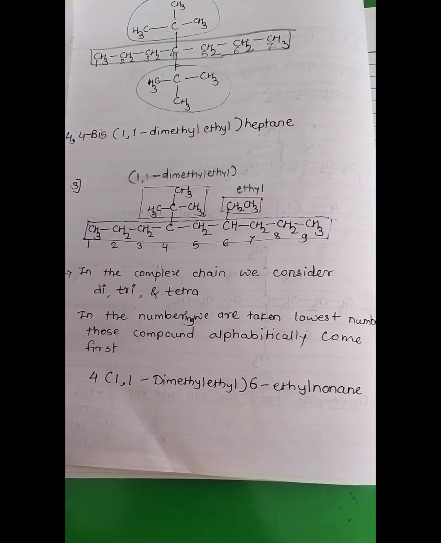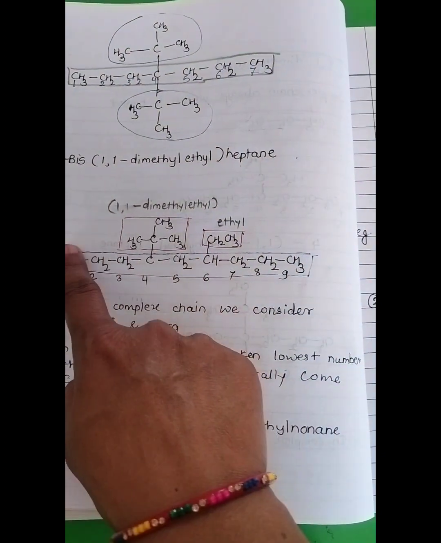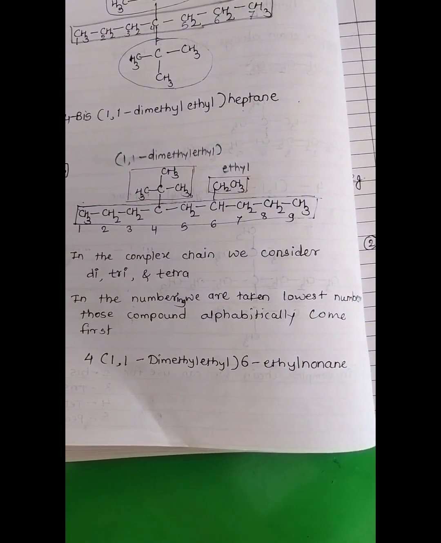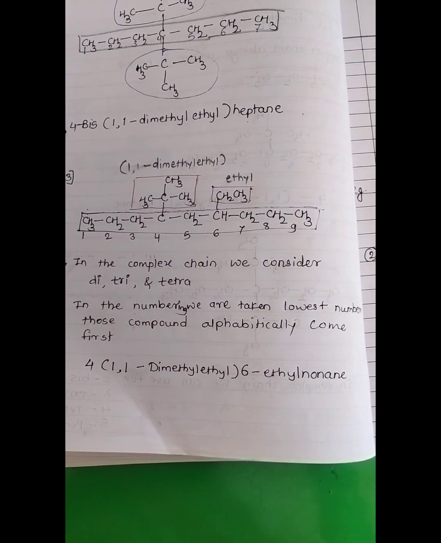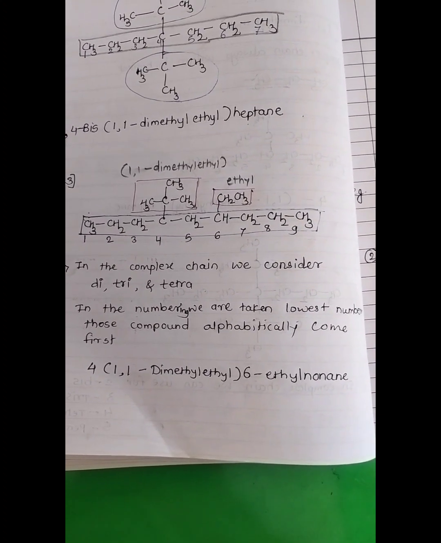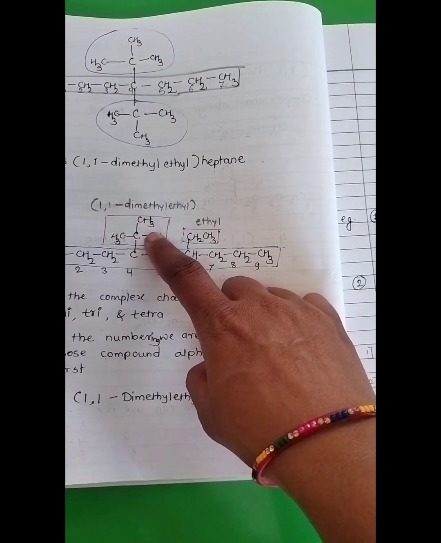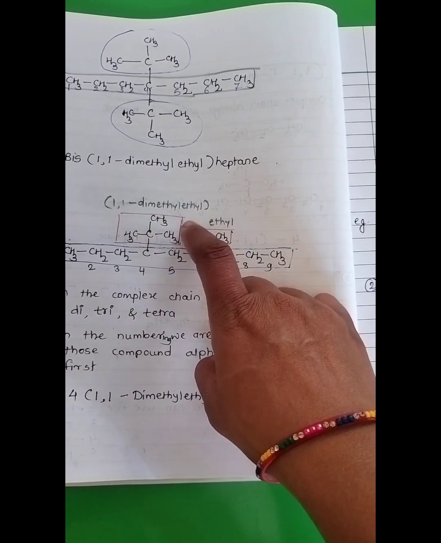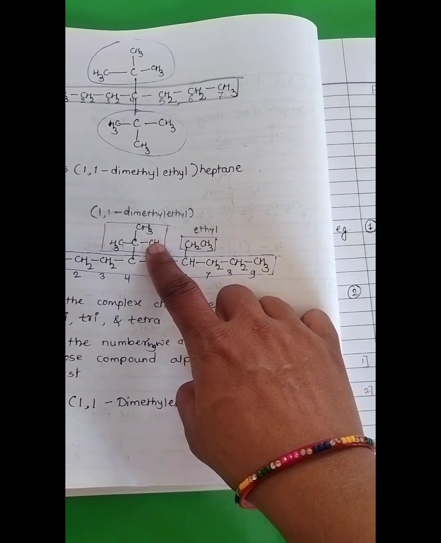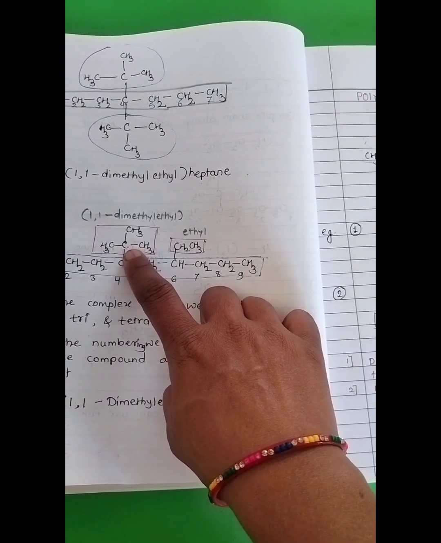In the second example, select the parent chain. This is your parent chain and these are 2 complex chains. In complex chains we consider di, tri and tetra, and for numbering we take the lowest number, or whichever comes first alphabetically. Here this complex chain name is 1,1-dimethylethyl, because 2 methyl groups are present here, and 1 is an ethyl group, so 1,1-diethyl.